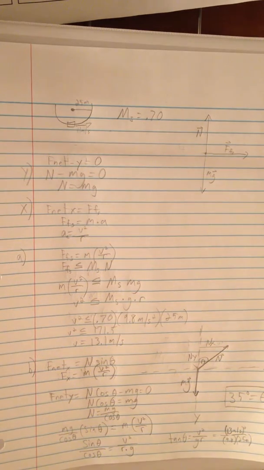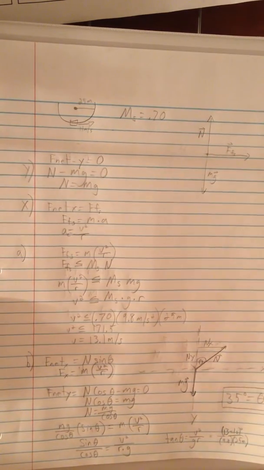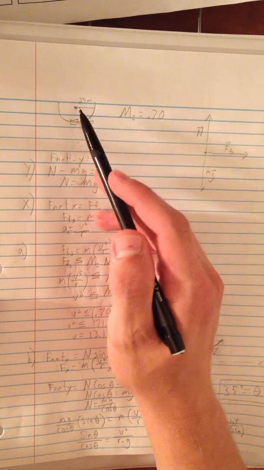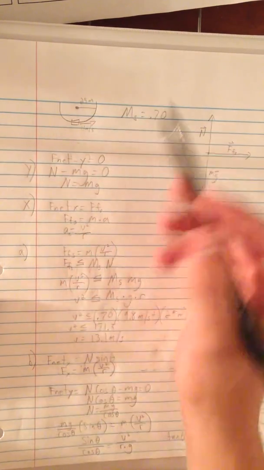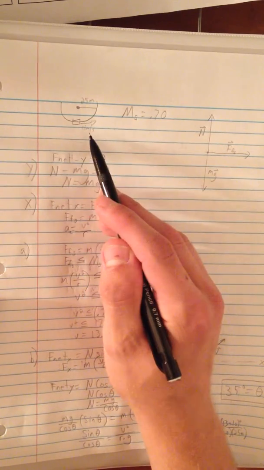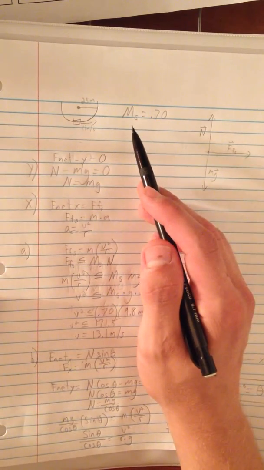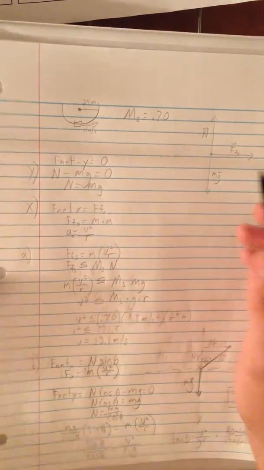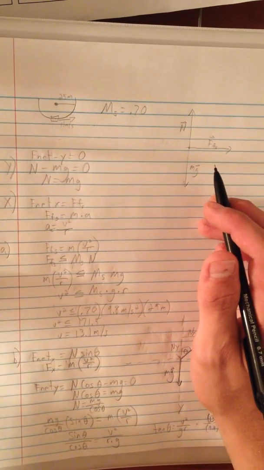Okay, so I already explained the problem, and we know here in this problem that we have a turn with a 25-meter radius. We know that the car is traveling 11 meters per second, and the coefficient of static friction is 0.70. So let's go ahead and draw out our forces.